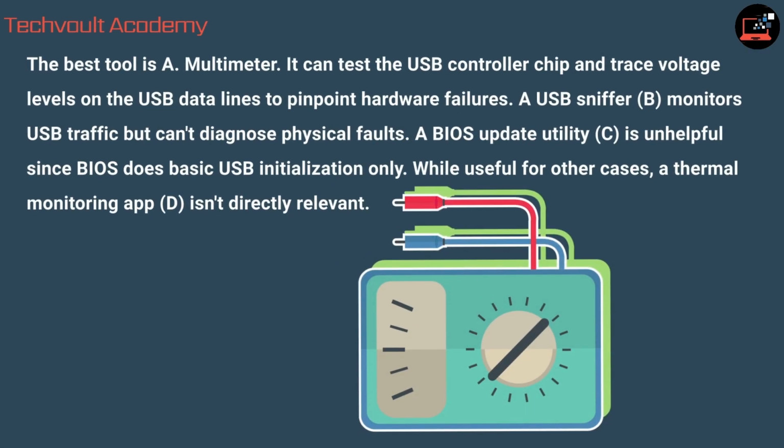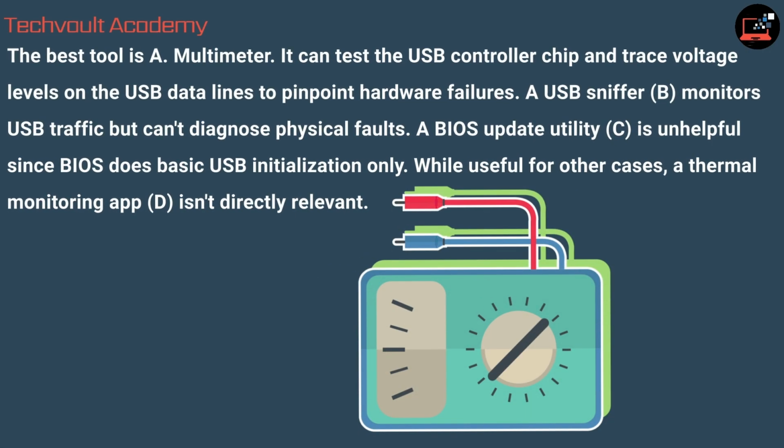The best tool is A. Multimeter. It can test the USB controller chip and trace voltage levels on the USB data lines to pinpoint hardware failures. A USB sniffer, B, monitors USB traffic but can't diagnose physical faults. A BIOS update utility, C, is unhelpful since BIOS does basic USB initialization only. While useful for other cases, a thermal monitoring app, D, isn't directly relevant.